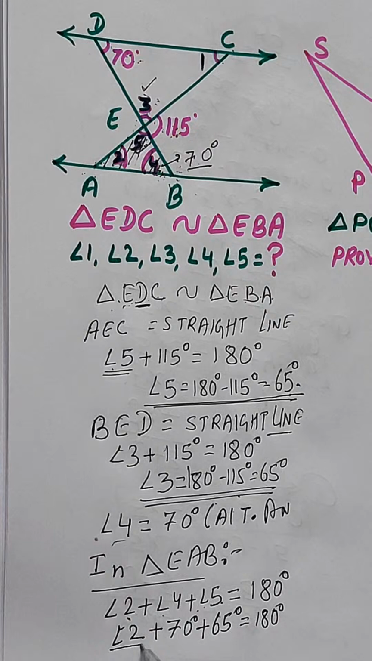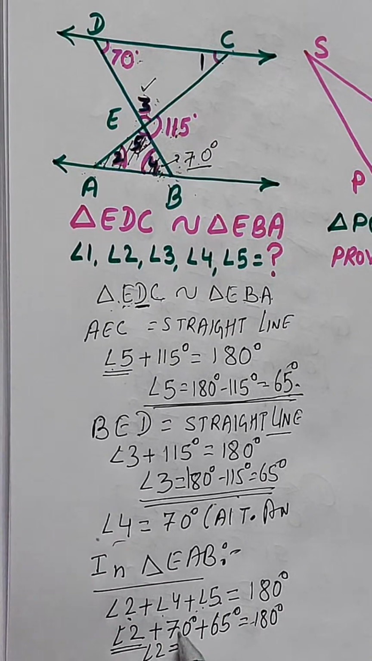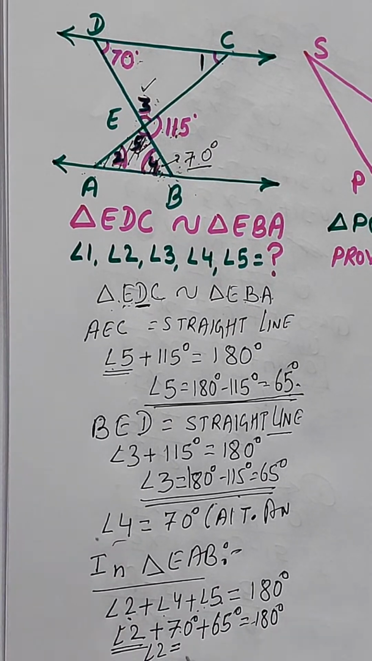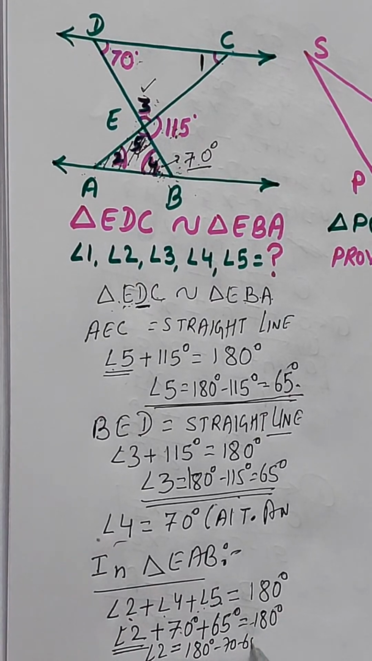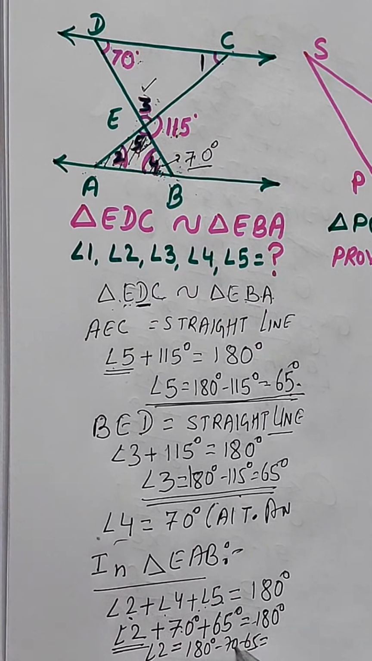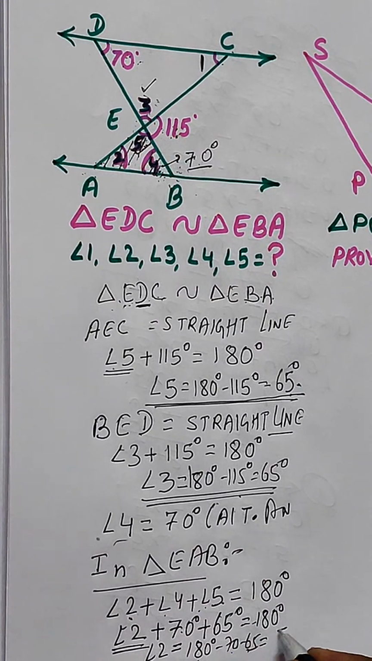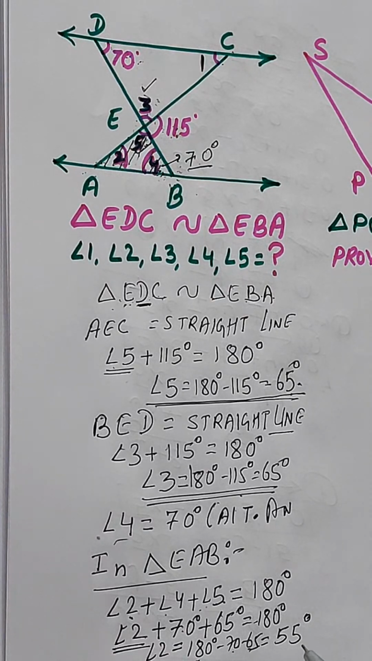This will add up to give you 180 degree as we have already written into the previous line. So this will give you the value of angle 2. So angle 2 is calculated here as 180 minus 70 minus 65. So 180 degree minus 70 minus 65. So this will give you 70 plus 65 is 135. 135 when we will subtract from 180, this will be giving you 55 degree. Right? So this will be 55 degree.